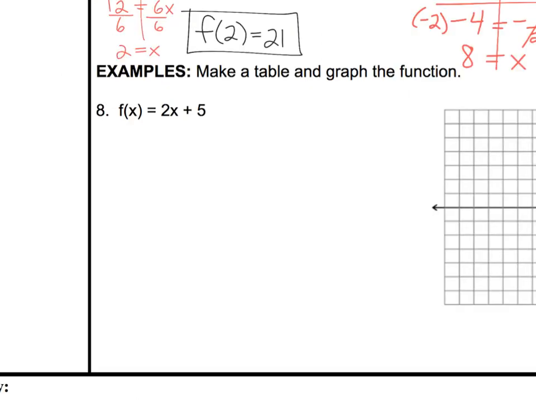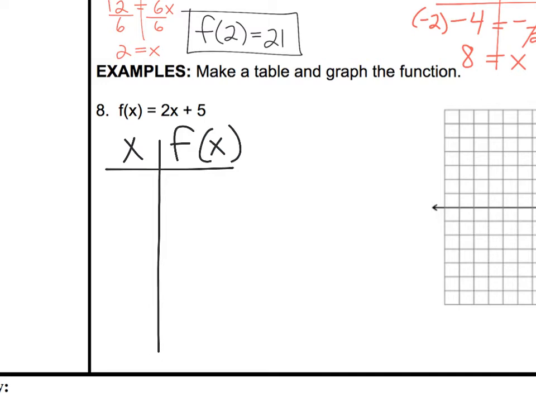So let's have your table. It's x, and do I put y? What's my output? F of x. The name is f, the output is actually the whole thing, f of x. I want our inputs, let's make them negative 3, negative 2, negative 1, 0, and 1. Normally I would say go from negative 2 to 2, but 2 won't fit on the graph. I tried it earlier. So we're going to start with negative 3.